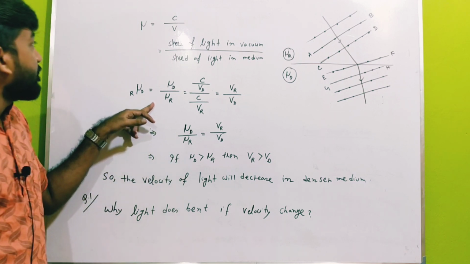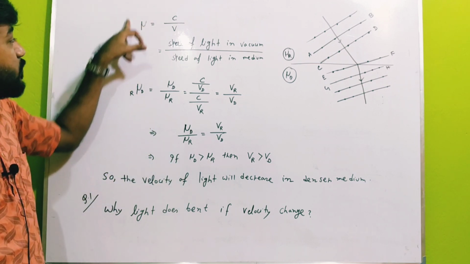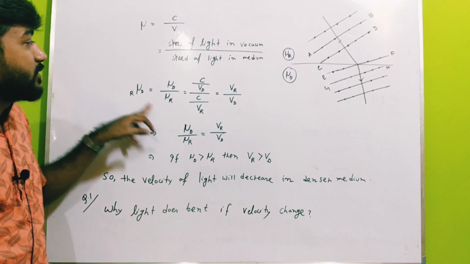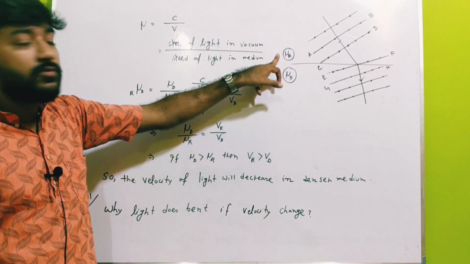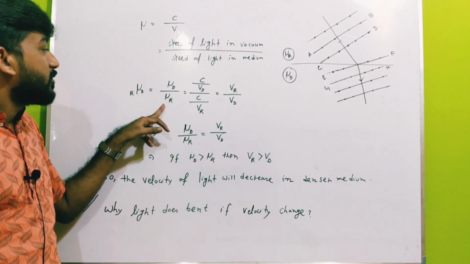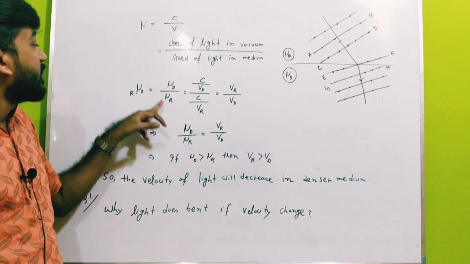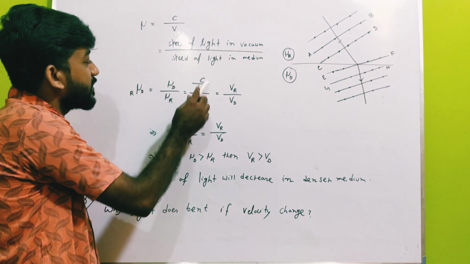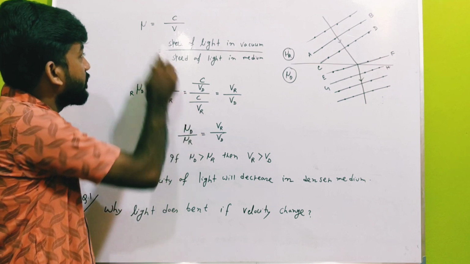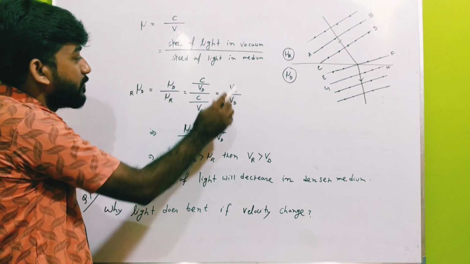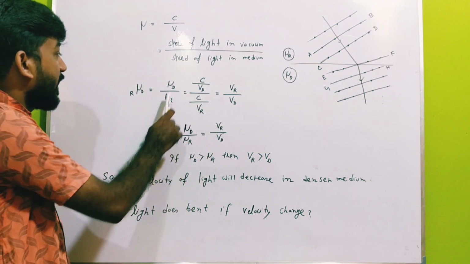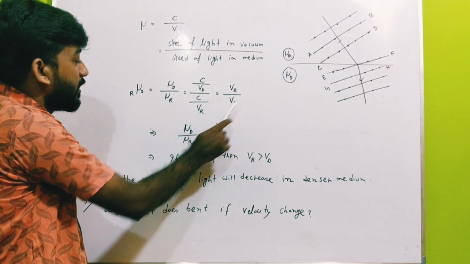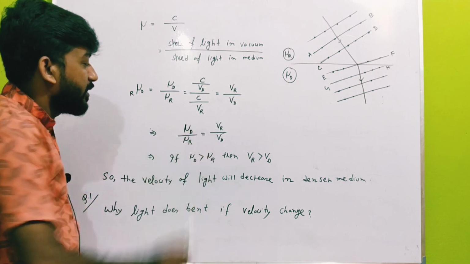So here, if we take this mu generally, then it will be r mu d, that is refractive index of denser medium with respect to the rarer medium, that is mu d divided by mu r. And from this definition we can see that mu d is c by vd and mu r is c by vr. So r mu d will be vr divided by vd. So you can write that mu d divided by mu r is equal to vr divided by vd.